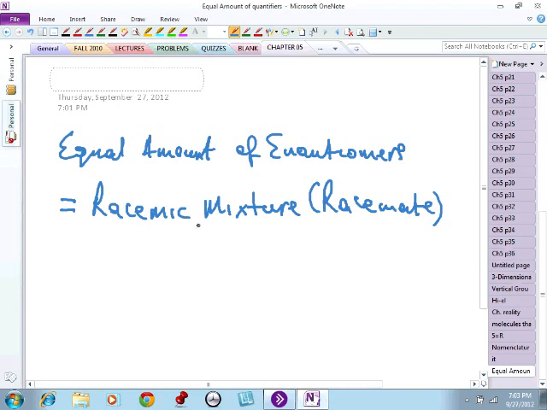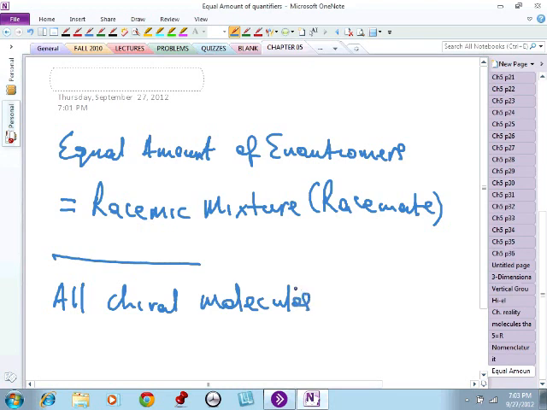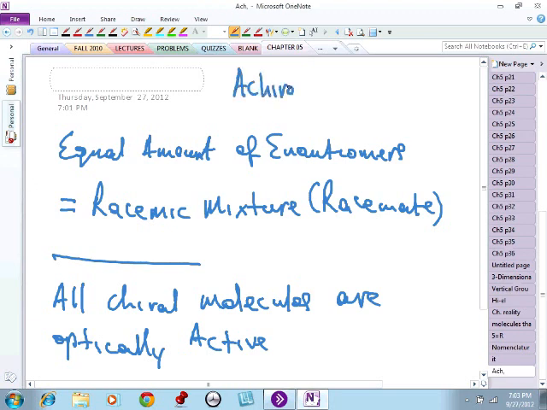Therefore, we also say that all chiral molecules are optically active. In that regard, do we expect a chiral molecule to be optically active? Yes or no? Optically active.